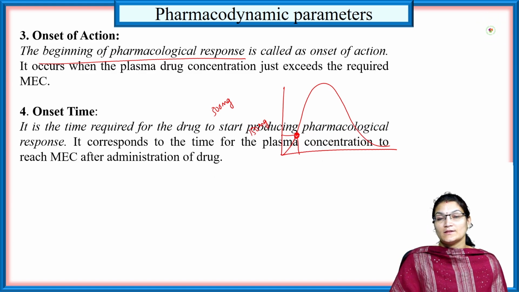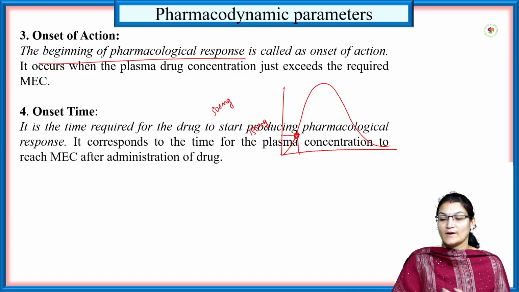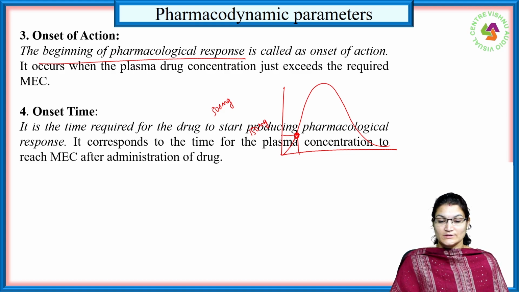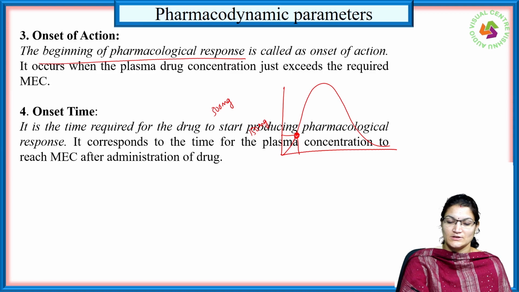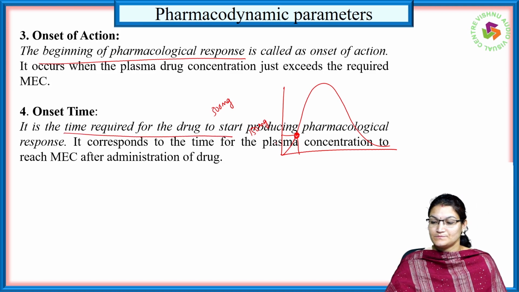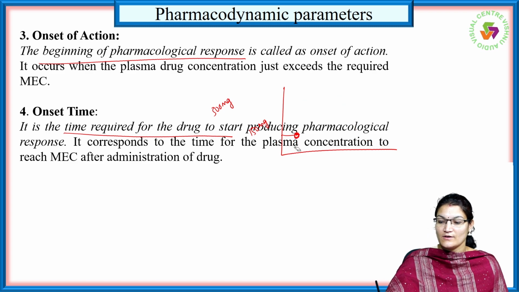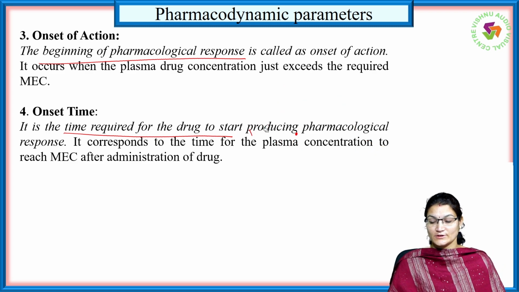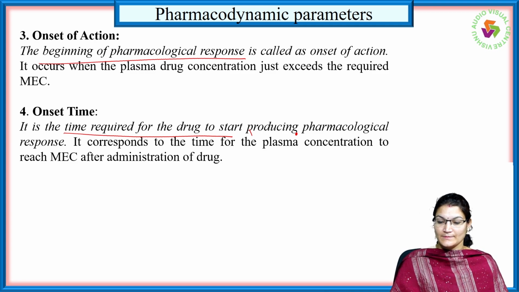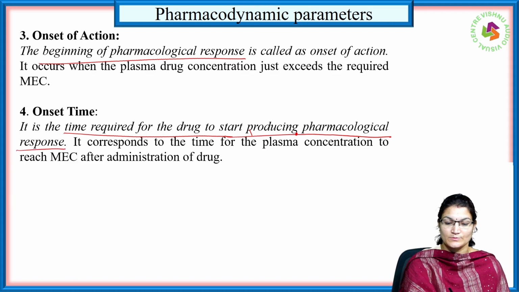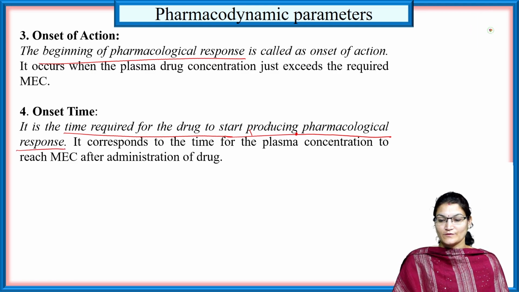Onset of time: the time required for that 150 mg to reach the systemic circulation is nothing but onset of time. In definition terms, the time required for the drug to start producing the pharmacological action is nothing but onset of time. Okay, the time required for the drug to start producing pharmacological response is nothing but onset of time.